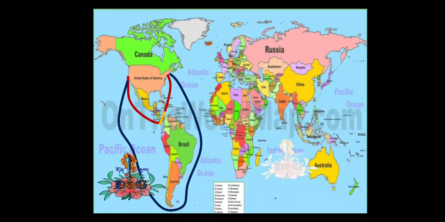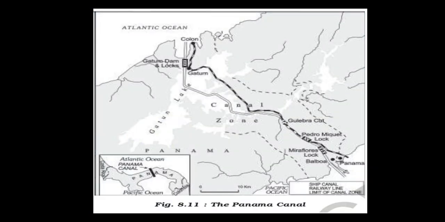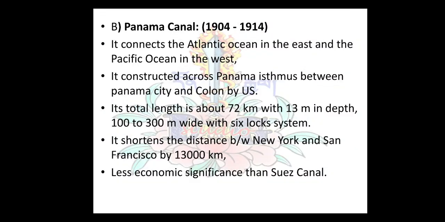This canal is made by human beings in order to connect these two seas. It is constructed across the Panama Isthmus. Isthmus means a narrow land strip that divides two water bodies. This canal is constructed on a narrow strip, that isthmus in Panama. The Panama Canal is constructed between two cities, Panama City and Colon.